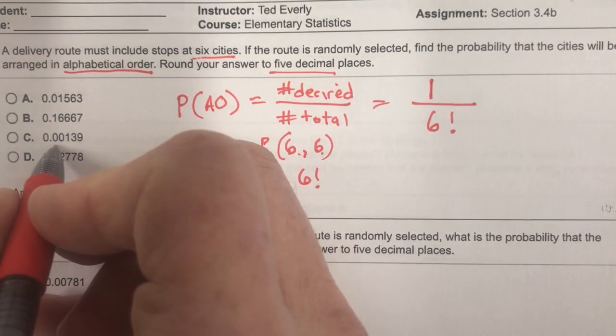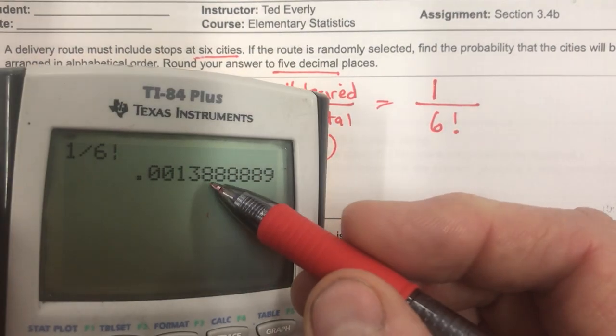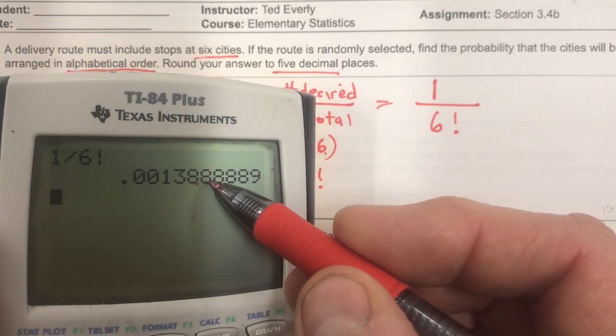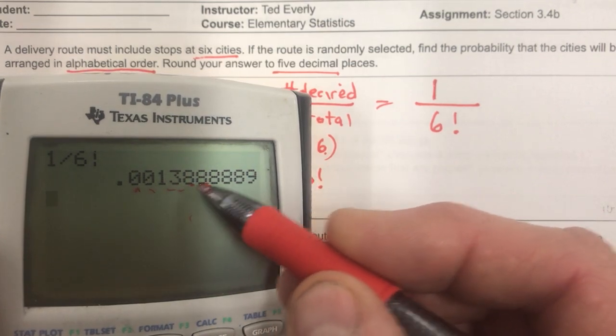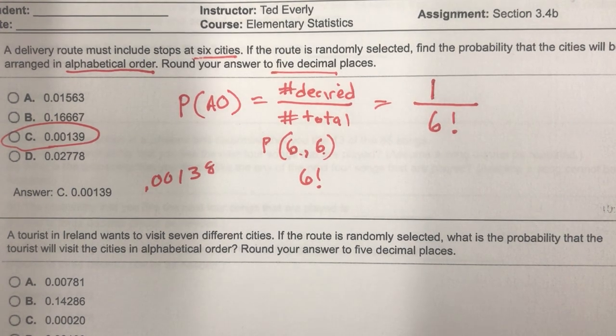And looks like this one right here. I think if you look after the 8, there's another 8 after that 8, so this 8 will make that 8 go up to 9, 0.00139. And there you go. Okay.